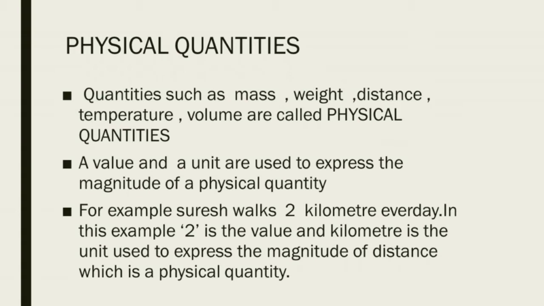Physical quantities. Quantities such as mass, weight, distance, temperature, volume are called physical quantities. A value and a unit are used to express the magnitude of a physical quantity. For example, Suresh walks 2 kilometers every day. In this example, 2 is the value and kilometer is the unit used to express the magnitude of distance, which is a physical quantity.